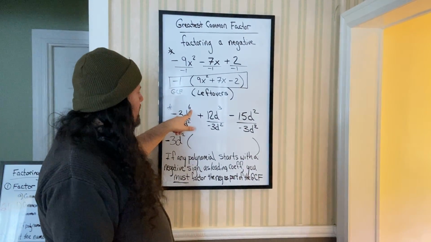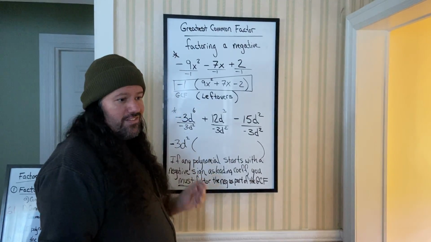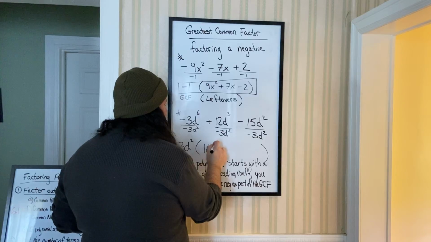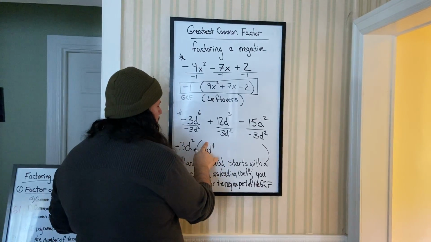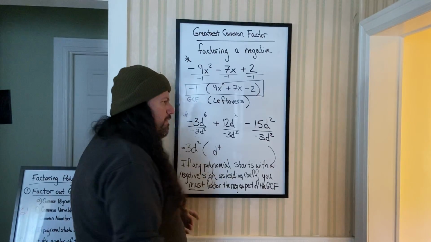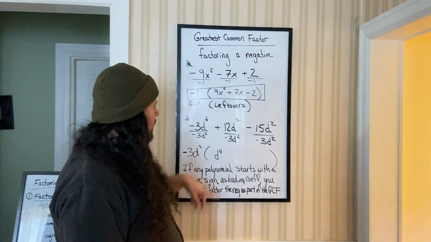You know that's going to be d to the 4th, and then negative 3 divided by negative 3 is going to be 1. Do you need to put the 1 there? No, because you know 1 times d to the 4th is the same thing as d to the 4th. So you don't need that. But if you put it in there, they'll still mark that correct.